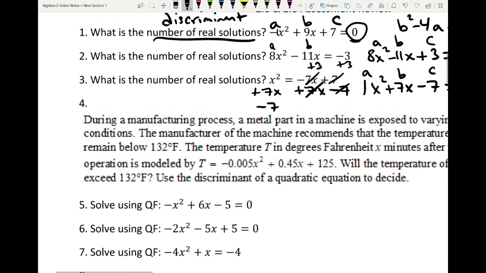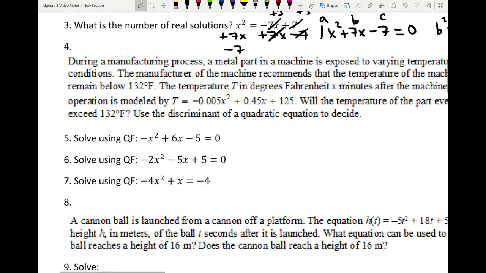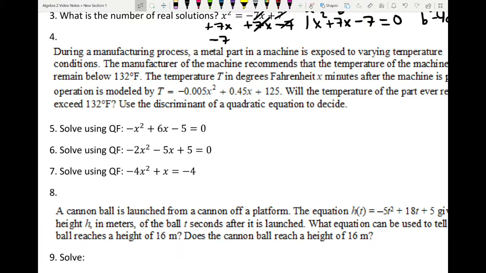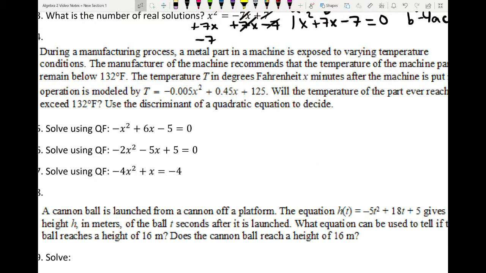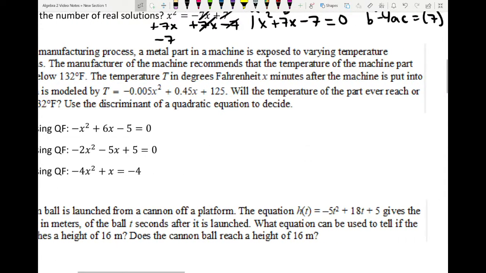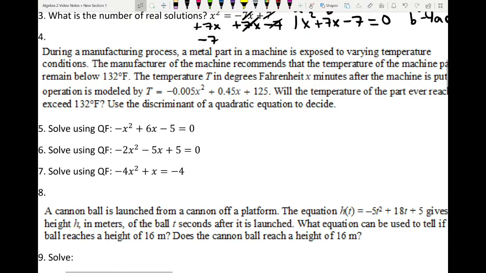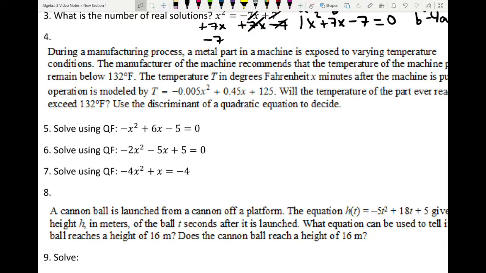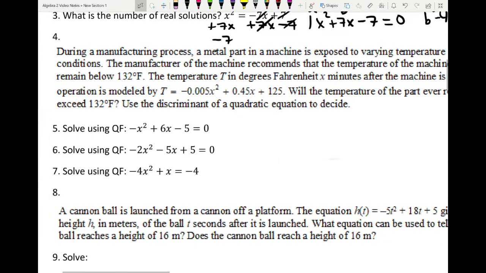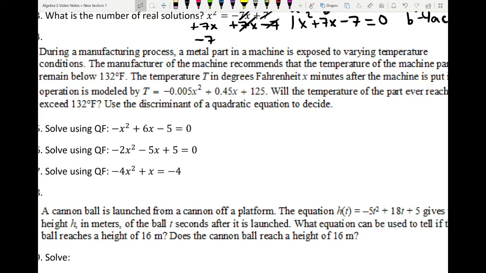All right, so let's look at number 4. During a manufacturing process, a metal part in a machine is exposed to varying temperature conditions. The manufacturer of the machine recommends that the temperature of the machine remain below 132 degrees Fahrenheit. The temperature T in degrees Fahrenheit, X minutes after the machine is put into operation, is modeled by that quadratic function. Will the temperature of the part ever reach or exceed 132 degrees Fahrenheit? Use the discriminant to decide.